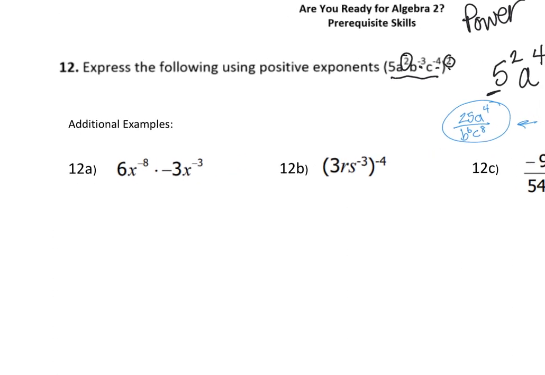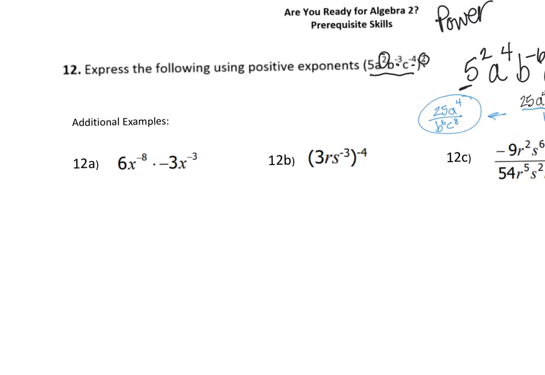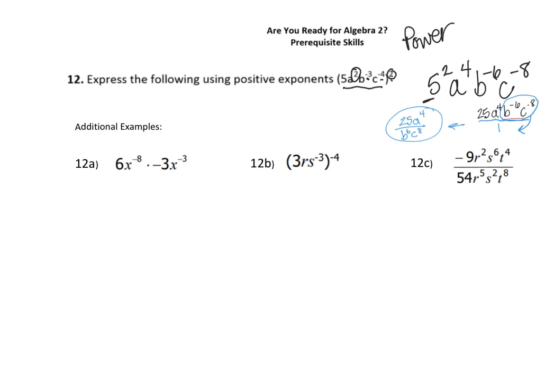Okay, so number 12. We're going to practice this negative exponent rule by using different rules in the problem itself. So on 12a, I have 6x to the negative 8th times negative 3x to the negative 3 power. Now, there's a times in the problem, so this is going to be product rule. My regular numbers do the regular thing: 6 times negative 3 is negative 18.